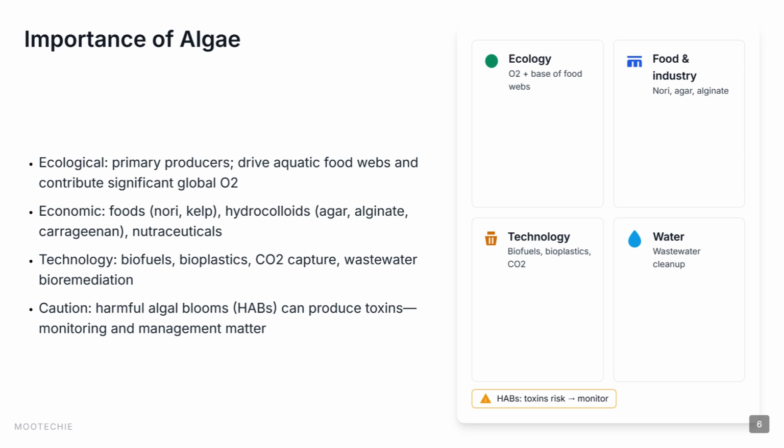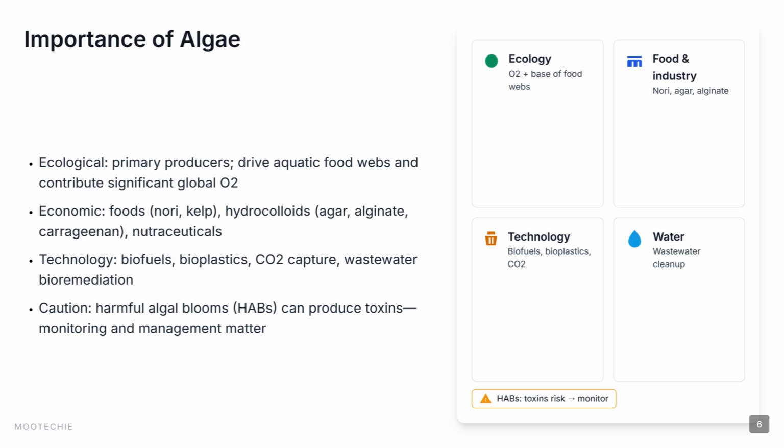In technology, algae are promising for biofuels, bioplastics, carbon dioxide capture, and bioremediation of wastewater. However, a word of caution, harmful algal blooms or HABs can occur, where rapid growth produces toxins that endanger ecosystems and human health, making monitoring and management crucial.